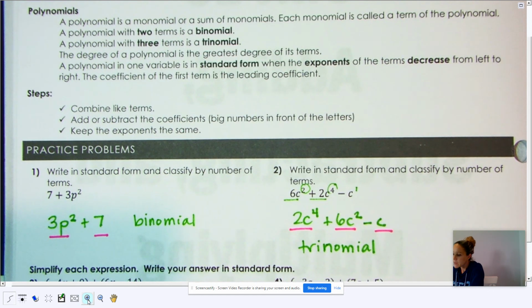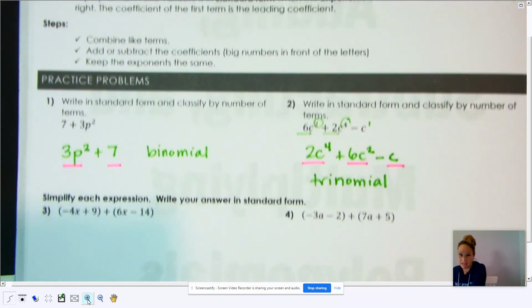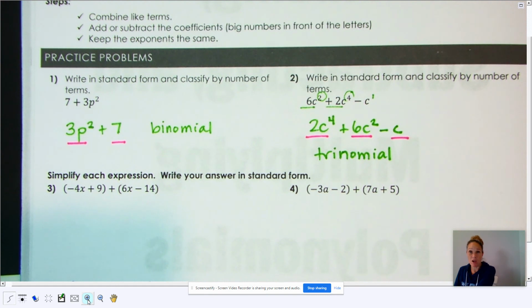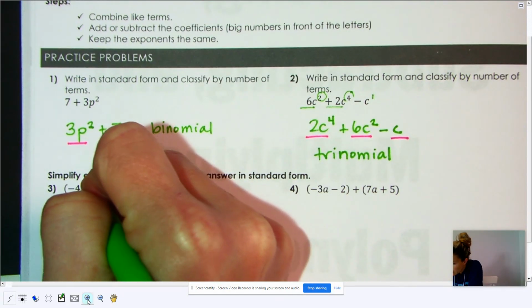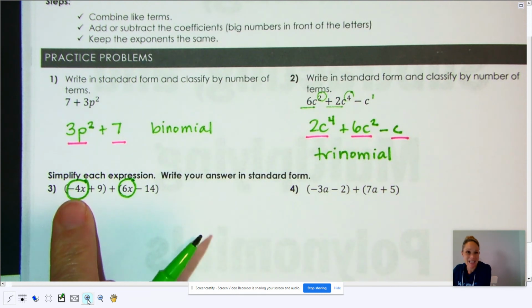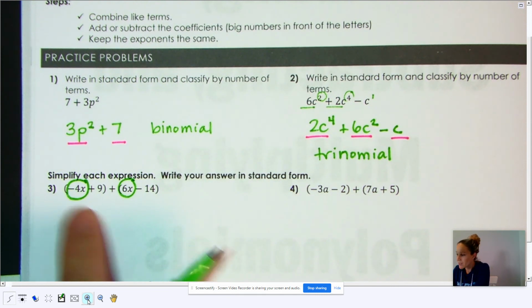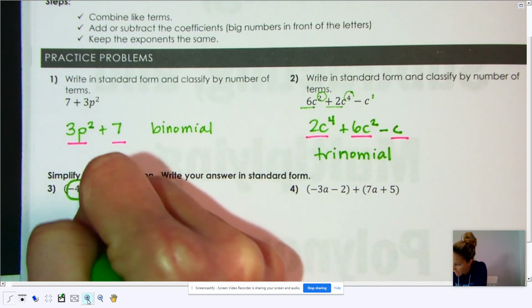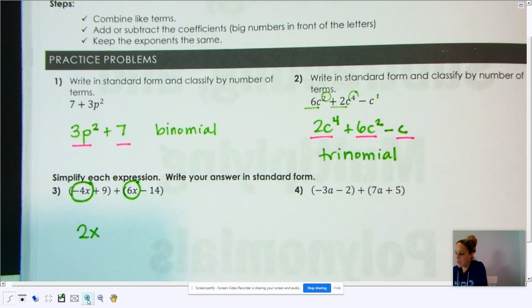Okay. So now we're going to actually simplify some expressions, and we're going to combine like terms. So like terms are any numbers that have the same letter with the same exponent. So looking at this first one, I have 4x and 6x. Well, this is a negative 4x, so it would subtract from the 6x's when I combine them. So I would have 2x, and then I'm going to look and see what I have left over.